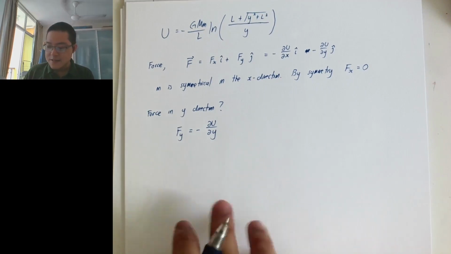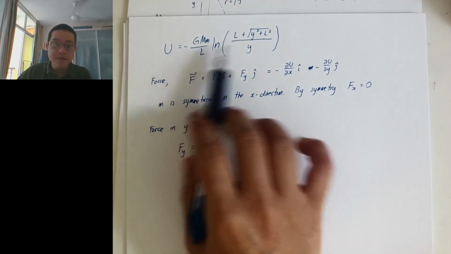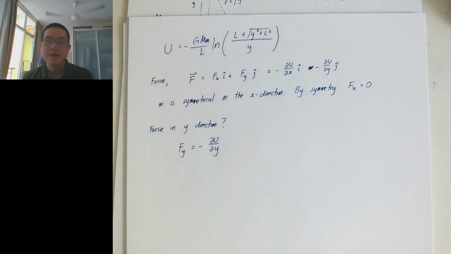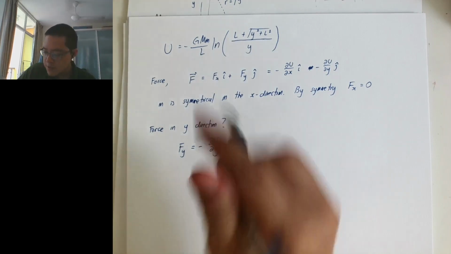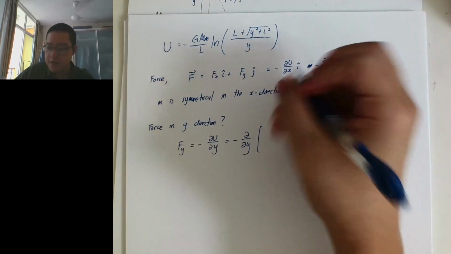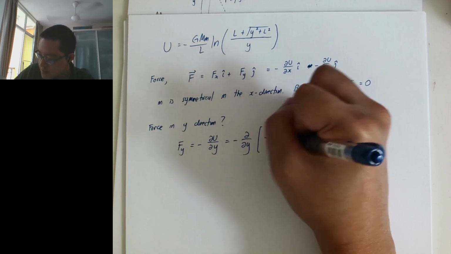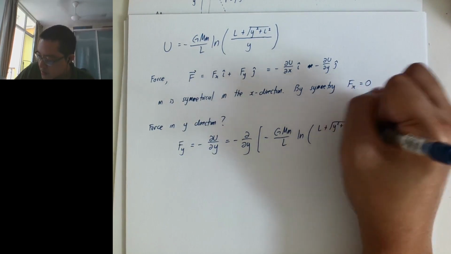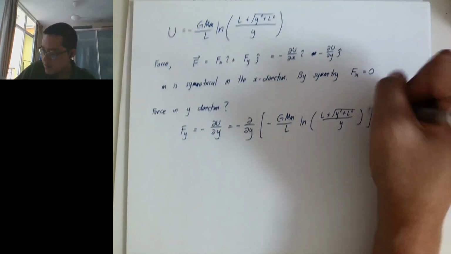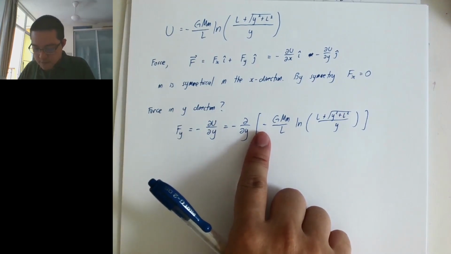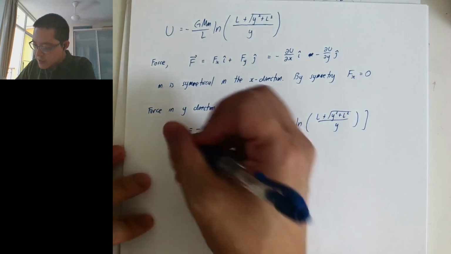So this is the second method. I found the potential energy, and then I differentiate the potential energy to get the force. I believe this is a method that you prefer over the solution, but let us try to work this out. So this is differentiating this whole thing over here. It's negative G M m over L, and then the logarithm of L plus the square root of y squared plus L squared, over y. The minus will cancel each other.